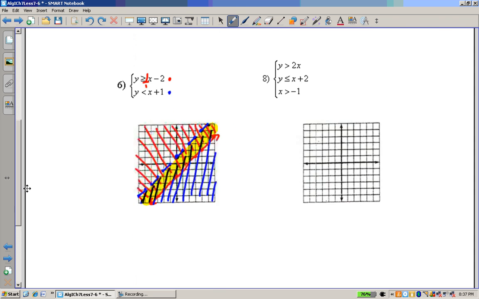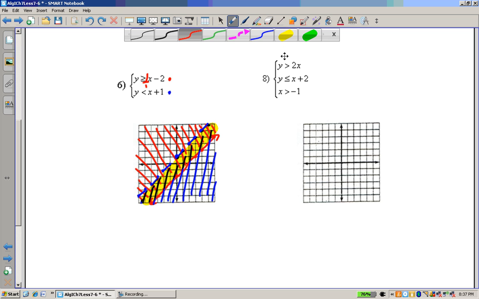All right, number 8. You notice most of the time we've been dealing with 2 linear inequalities. Now we're dealing with 3 linear inequalities. Well, the difference is just very simple. In the past we had a red and a blue, and we were simply looking where it was shaded by both the red and the blue.